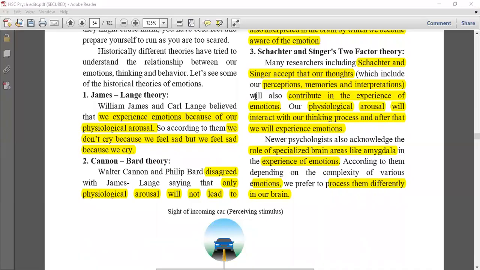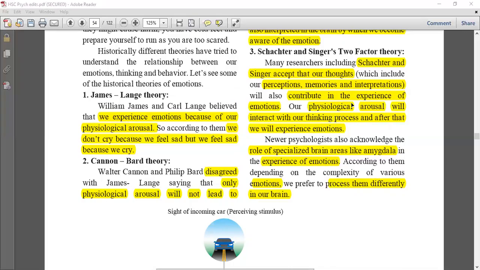The third theory was Schachter and Singer's two-factor theory. They accepted that our thoughts, which include perception, memories, and interpretations, contribute to the experience of emotions. So they said that physiological arousal will interact with our thinking process, and then we experience emotion. So physiological arousal, then we think about it, oh, I'm feeling like this, and then we experience emotions.